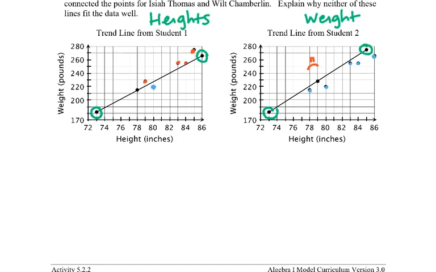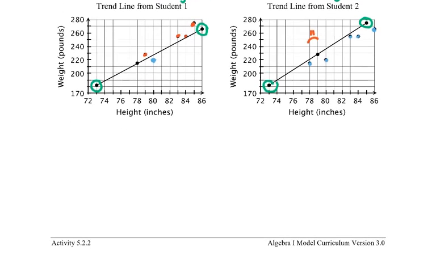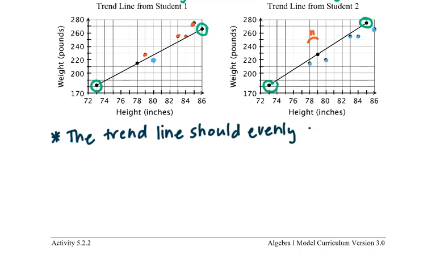So it says explain why neither of these lines fits the data well. So the trend line should evenly split the data. And sometimes it'll go straight through a point, and that's fine. But the ones that it doesn't go straight through, we need to make sure are spaced evenly above and below.